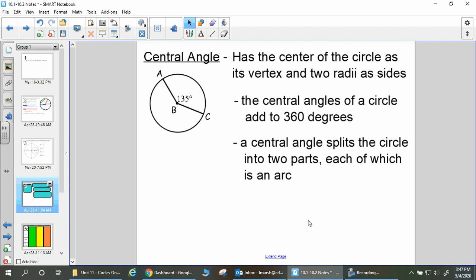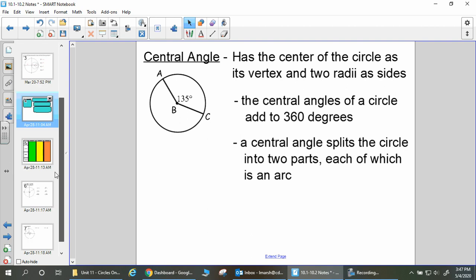A central angle does split the circle into two parts, each of which is an arc. Technically, the circle is just sort of this curved black line and not necessarily all the space that's considered inside the circle. So an arc is the part of the curved black line, say from A to C in my picture. That's if I'm going around, say, clockwise. I could go around counterclockwise, and that would be the other arc to my circle.